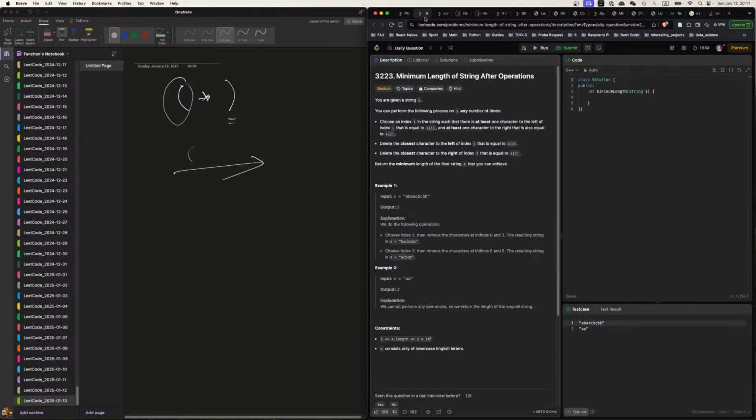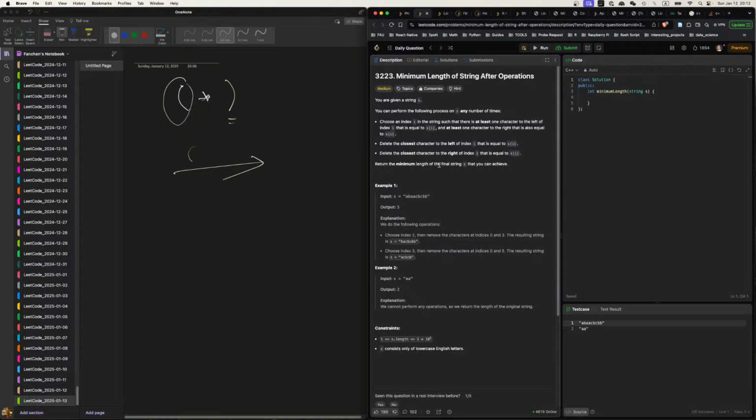Minimum length of string after operation. So you're given a string S, you can perform the following process on S any number of times. Choose an index I in the string such that there is at least one character to the left of index I that is equal to Si, and at least one character to the right that is also equal to it. Delete the closest character to the left of index I that is equal to this, and delete the closest one on the right hand side.